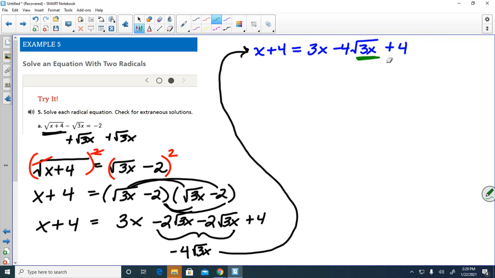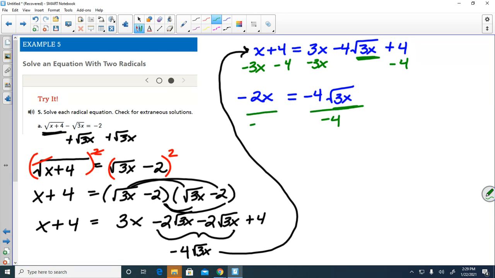So to get there, I'm going to subtract 4 on both sides, and subtract the 3x on both sides from the like terms. X minus 3x is negative 2x. 4 minus 4 is 0, equals negative 4 times the square root of 3x. Now I still need to isolate this radical term, so I'm going to divide both sides by negative 4. So negative 2 divided by negative 4 is 1/2. So I have x over 2 equals the square root of 3x.